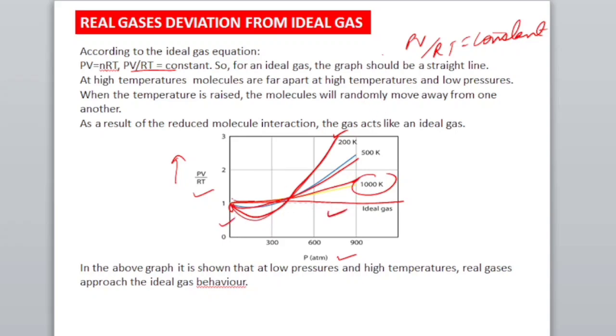So why does this happen at high temperature? Actually, at high temperature the molecules are far apart. When the temperature is raised, the molecules randomly move away from each other, and it satisfies the condition of ideal gas where there is no intermolecular force of attraction. As a result, intermolecular interaction decreases and the gas acts like an ideal gas. So from the graph, it is clear that low pressure and high temperature are the two important conditions where real gases approach ideal gas behavior, right?